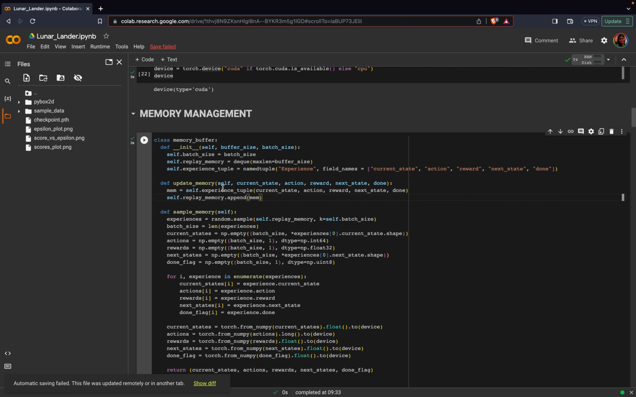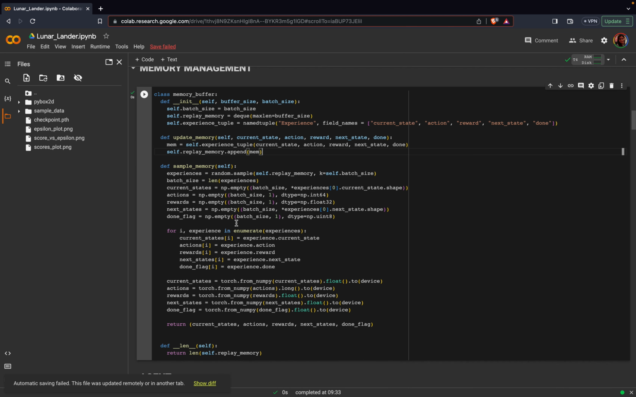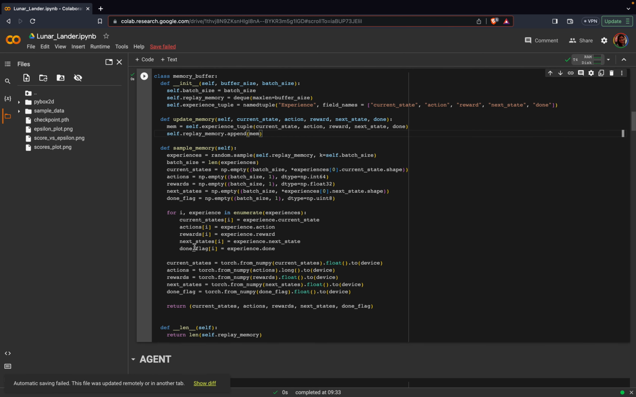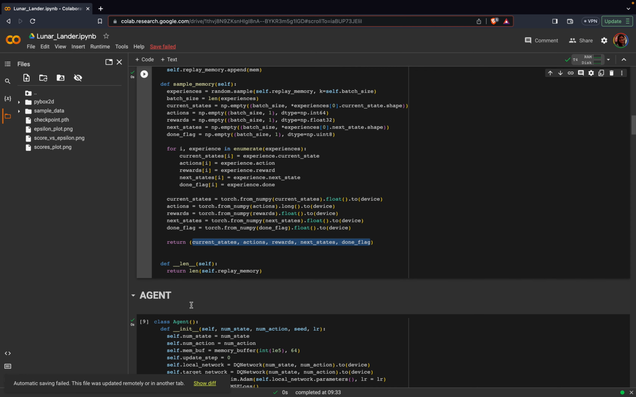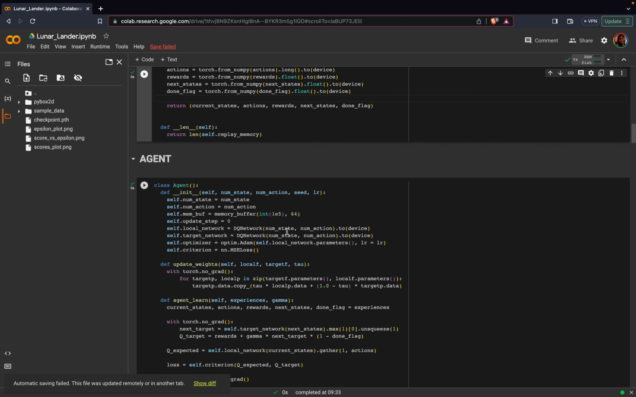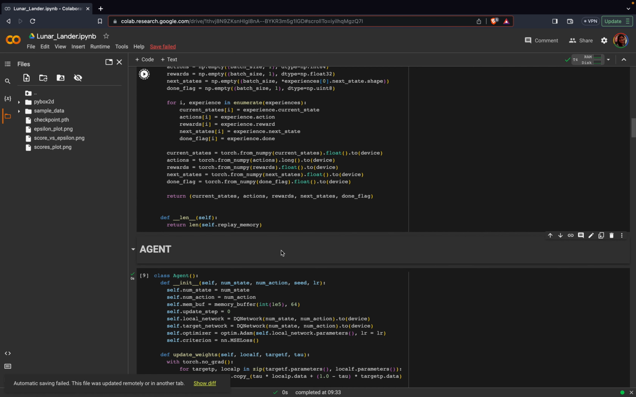Then we update the memory, of course, for every experience that we have. We sample from the memory because we have a batch size. We sample in the form of mini batches, so we batch that, and after doing all this work of converting from numpy to torch and torch to numpy, we return the current states, actions, rewards, next states, and the done flags, right? I think I've run this, let me run that again.